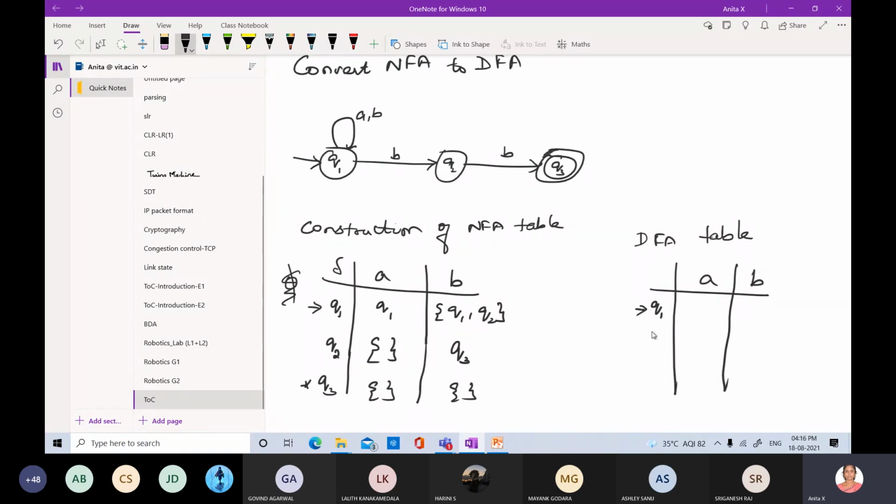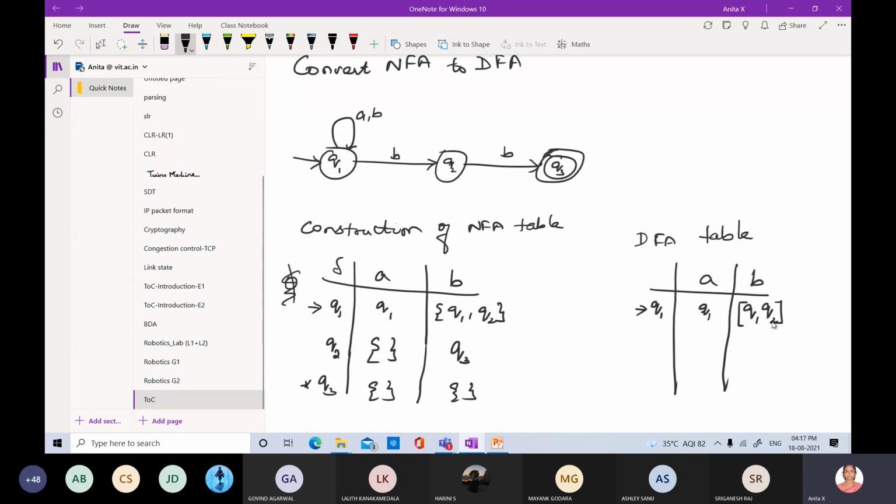Here Q1 is the start state. For input symbol A, I'm having a transition to Q1. For input symbol B, I'm having a transition to Q1 and Q2, which is not possible in a DFA. It is not possible to have a transition to two different states. So I'm going to give a new name for this. Let me call this Q1, Q2. Please make a note, this is not two different states. Instead, this is going to be a single state. The state name is Q1, Q2, that's it.